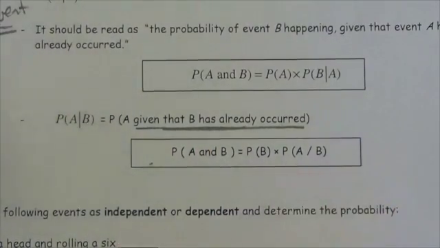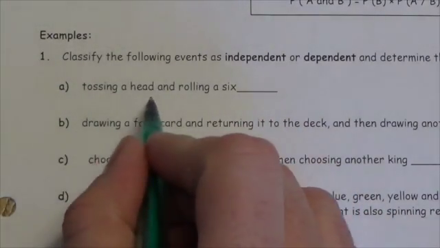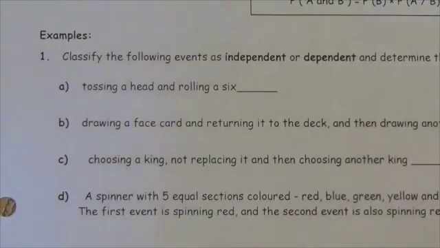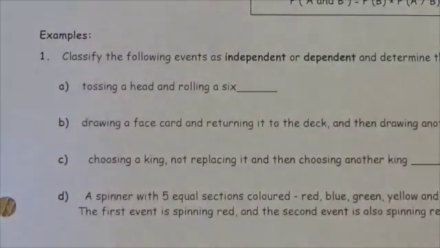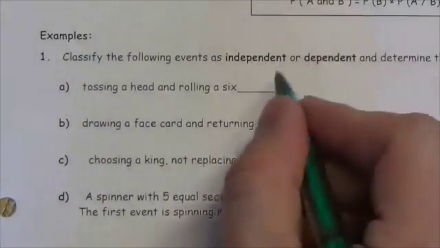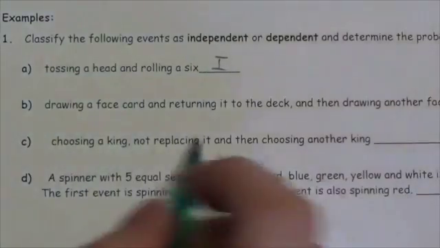Now, let's take a look at some examples so that you can see how this works. Classify each of the following events as independent or dependent. Okay, so here we go. Tossing a head and rolling a 6, would that be independent or dependent? Well, tossing a coin and rolling a die, they're unrelated. The one is not going to affect the other, so we would call those independent.